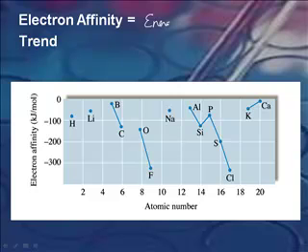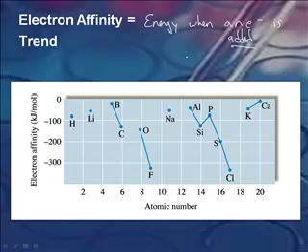It's the energy that is released when it gets an electron. When an electron is added, yes. So these numbers are always shown as negative values because it's exothermic. The energy is going out. And the trend is not quite as strong.